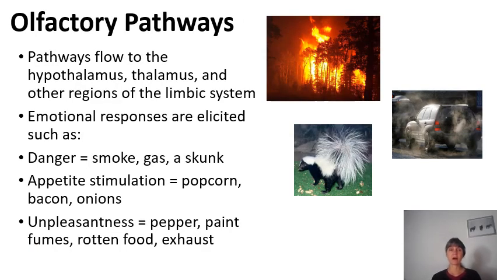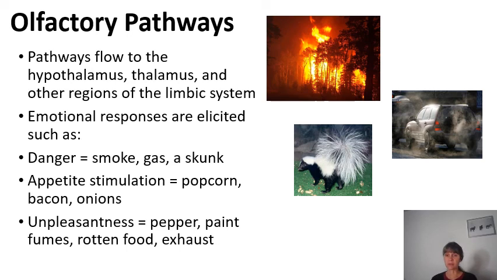Again, from our olfactory pathways, we've got the flow to the hypothalamus, the thalamus, and other regions of the limbic system that are going to be involved. It doesn't have to go to the thalamus before it gets to the cortex. It can bypass the thalamus to get to the cortex to be sensed. However, there are olfactory pathways that will take it to other regions as well.